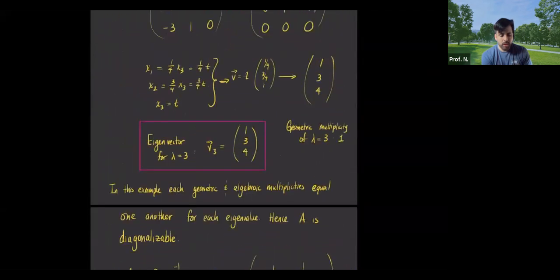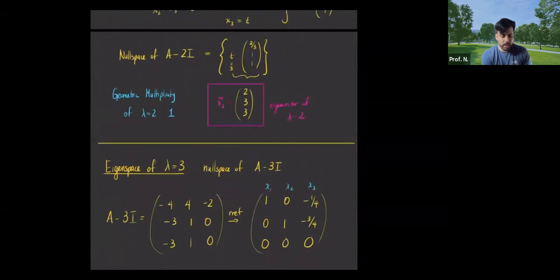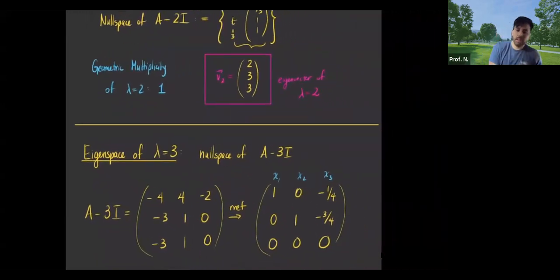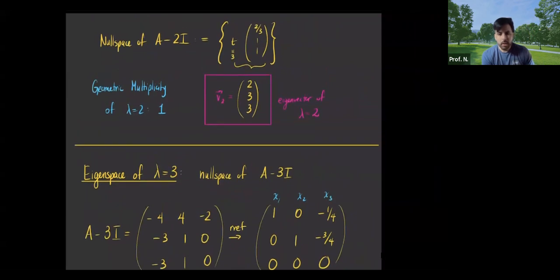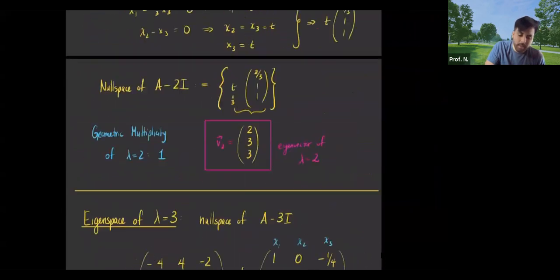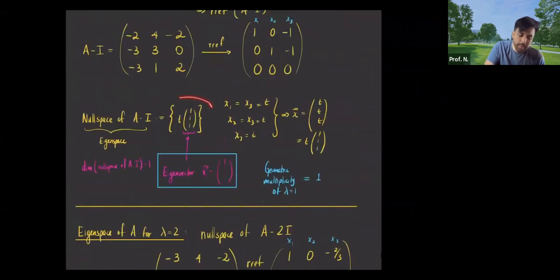Now, I want to talk about two more things, and then we will be done with this aspect of diagonalizability of matrices. The eigenspaces that appear are all subspaces, right? They're all subspaces. So this is a subspace right here. This is a subspace of R3. This is a subspace of R3. And this is a subspace of R3.